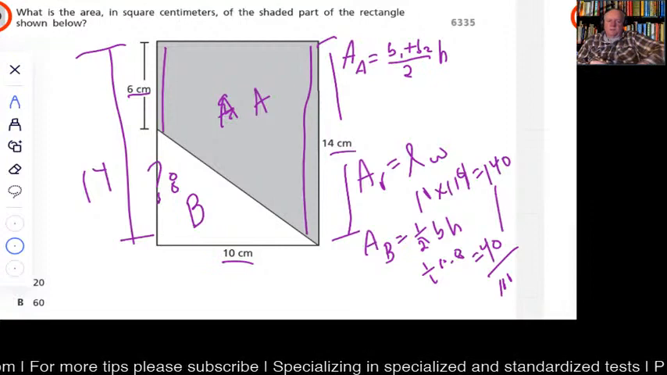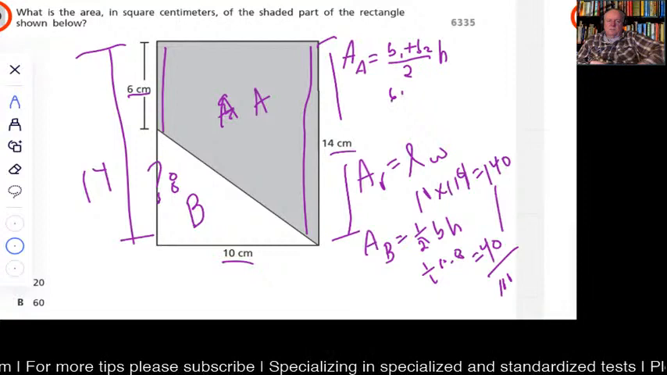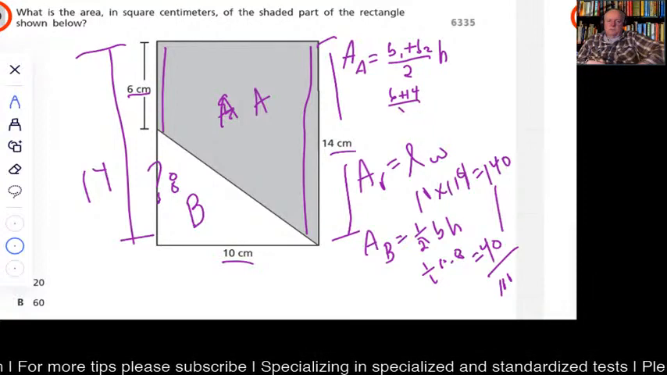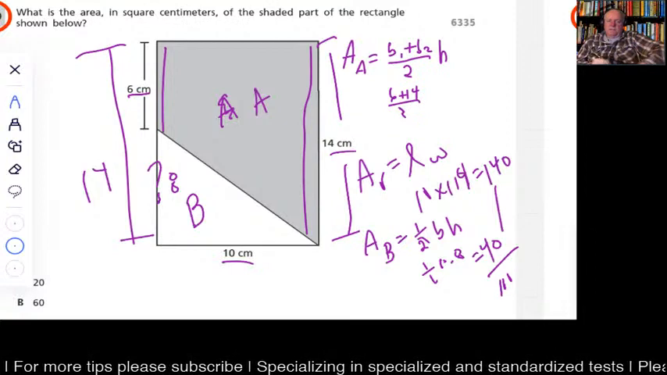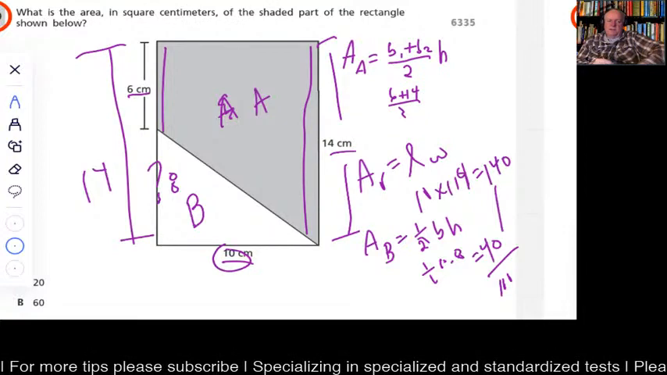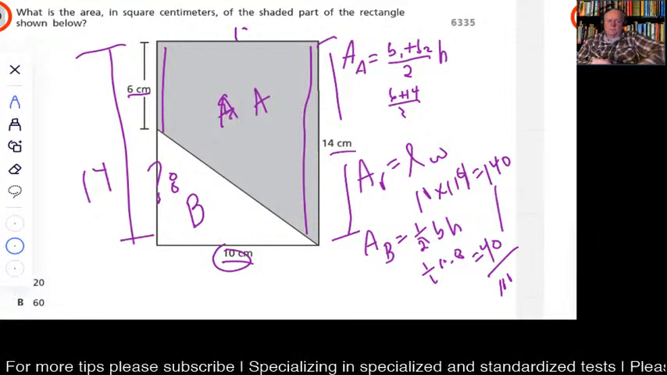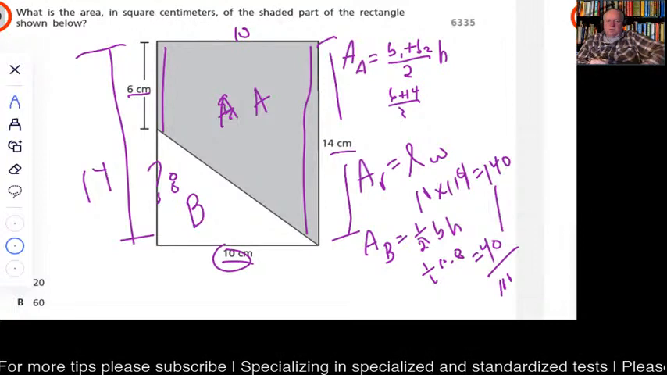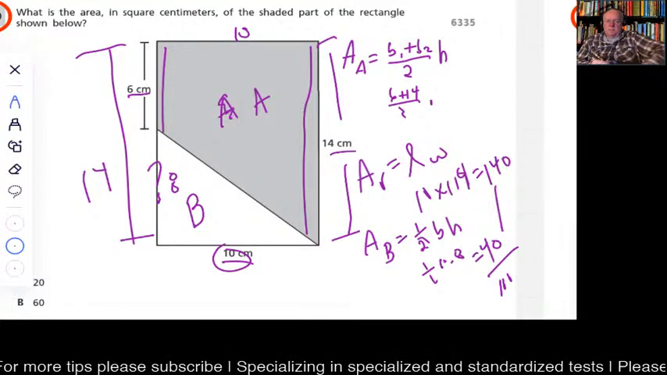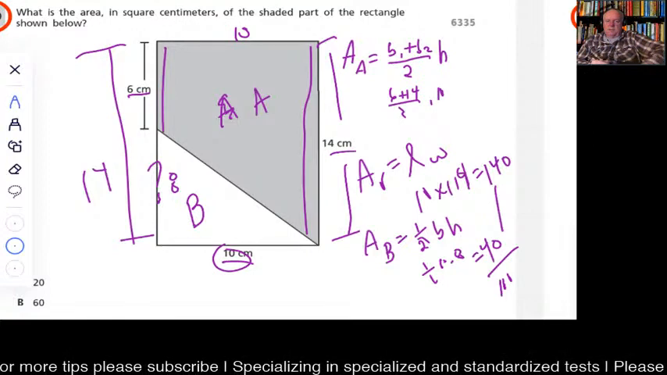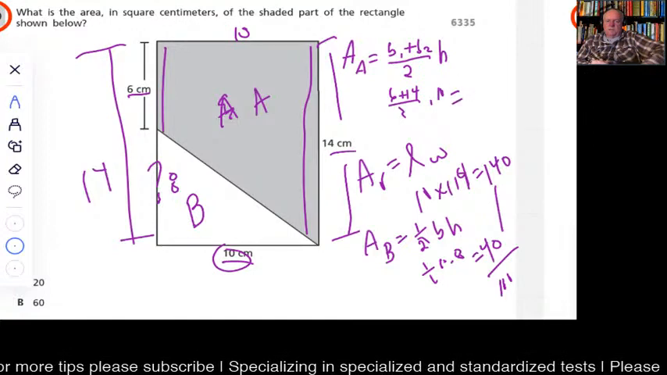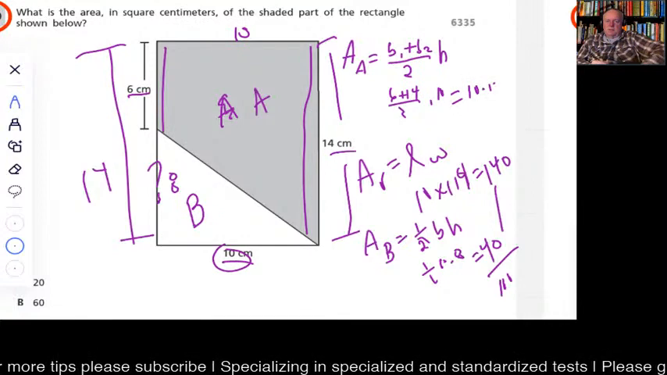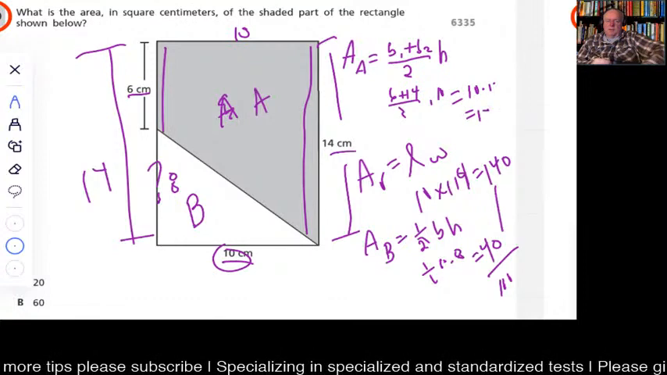We're going to have 6 plus 14 over 2, times the height. This is the height. If that's 10, then this is also 10. We're exploring the areas of all the different shapes here in this sidebar. So that's times 10. 6 plus 14 is 20, and 20 over 2 is 10. So we end up with 10 times 10, and that's equal to 100. So we have 2 ways to double check this.